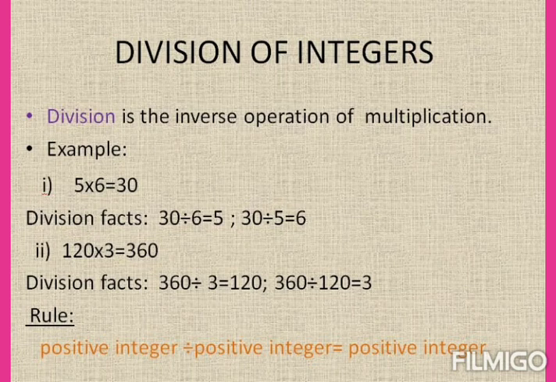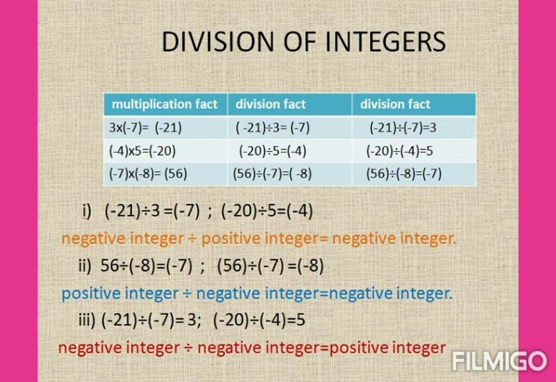When you divide a positive integer by a positive integer, we get a positive integer as a quotient. Children, look at the table given here. Here I have written the division facts for the given multiplication facts. Let us consider the first one. The multiplication fact is 3 into minus 7 is equal to minus 21. Corresponding division facts are minus 21 divided by 3 is equal to minus 7, and minus 21 divided by minus 7 is equal to 3.